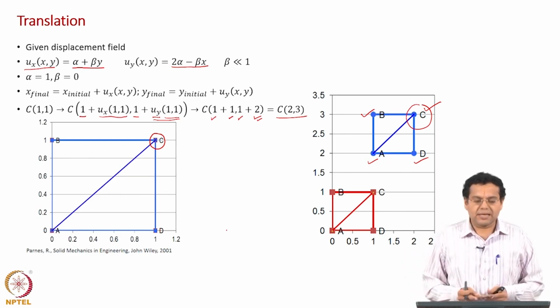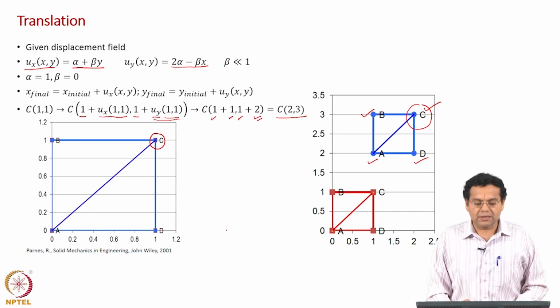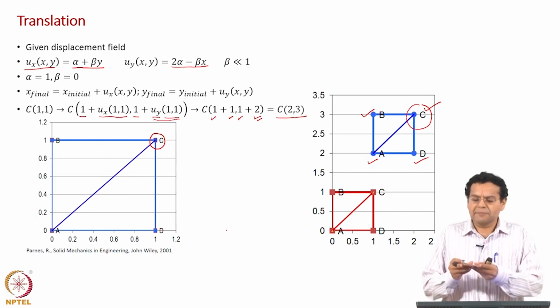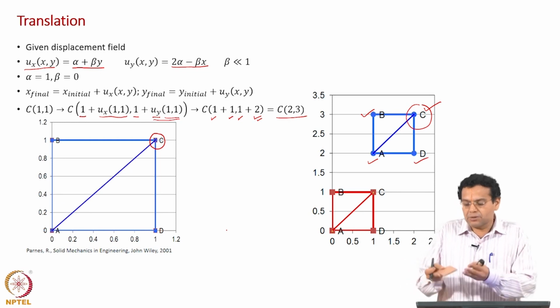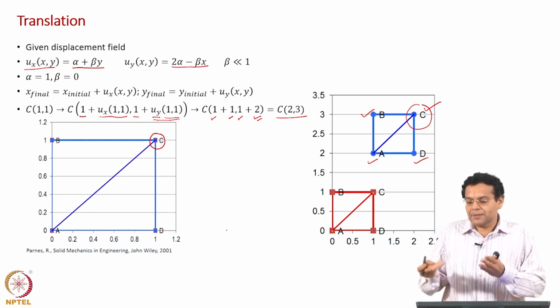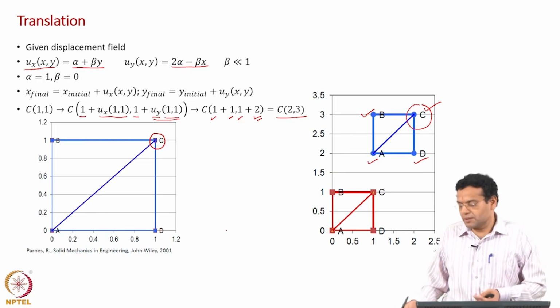That is why we call it translation. To be more specific, we call this rigid body translation. Why? Just like a rigid body, it just moved from one place to another place, and you do not see any change in length, any change in shape, which means no normal strain, no shear strain.